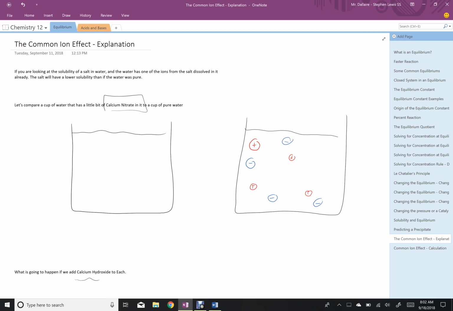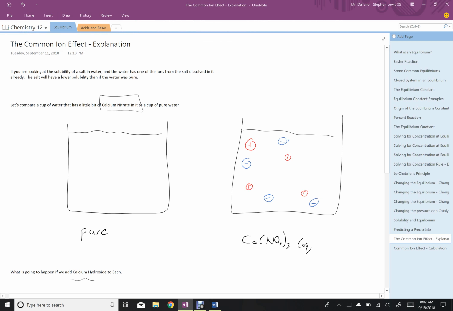And here we have our pure water, and we can see in our pure water that we don't have any dissolved ions at all. So this is our pure water, and this is our water that contains calcium nitrate aqueous. And I didn't put twice as many negatives as I put positives, but they are, and those are 2 pluses, not 1 plus, but it doesn't really matter in terms of seeing what's going on. So here's our common ion.